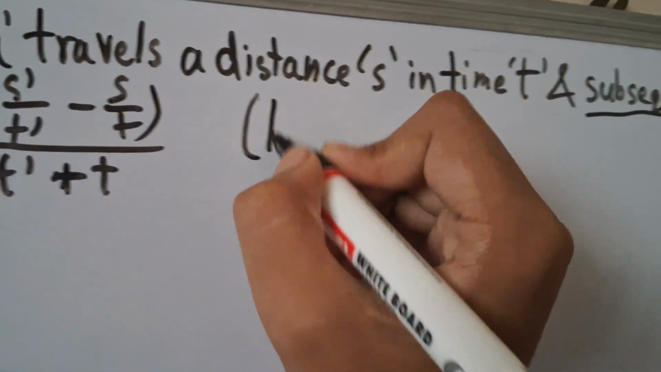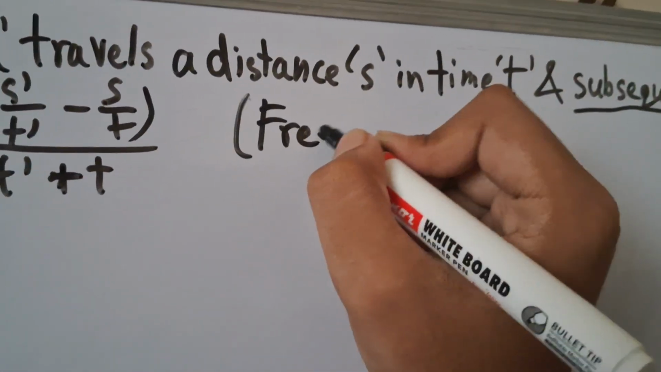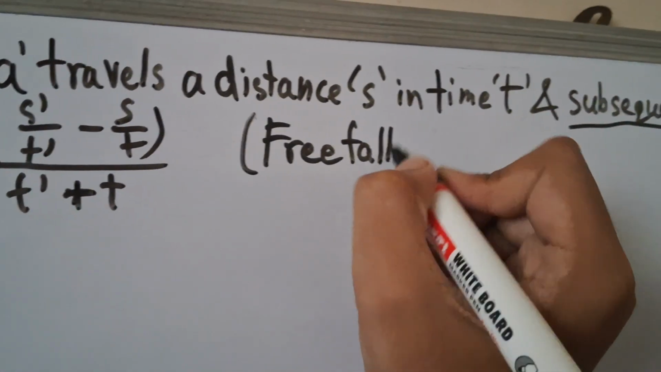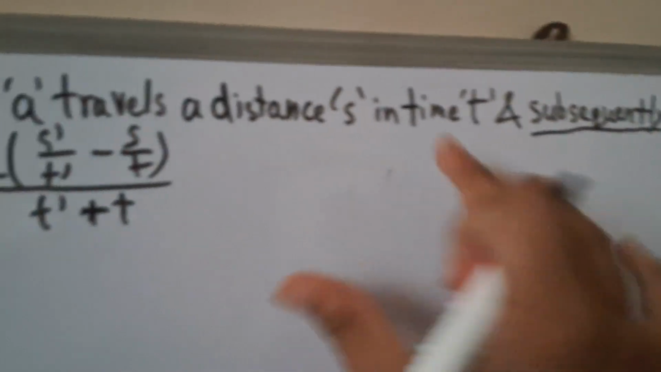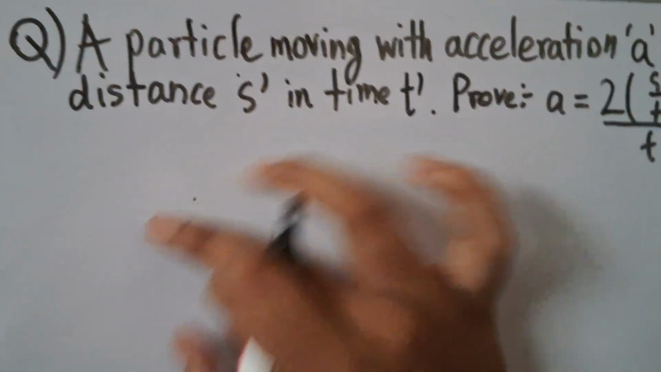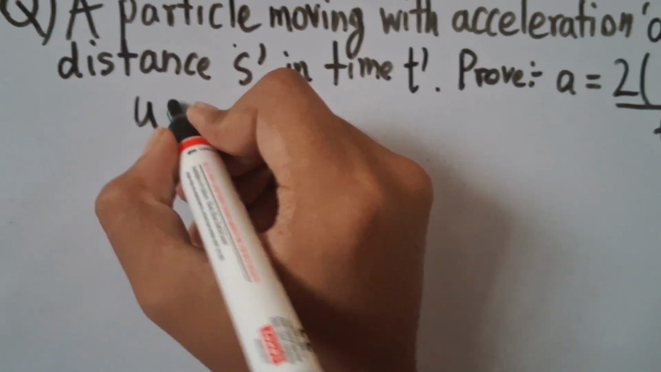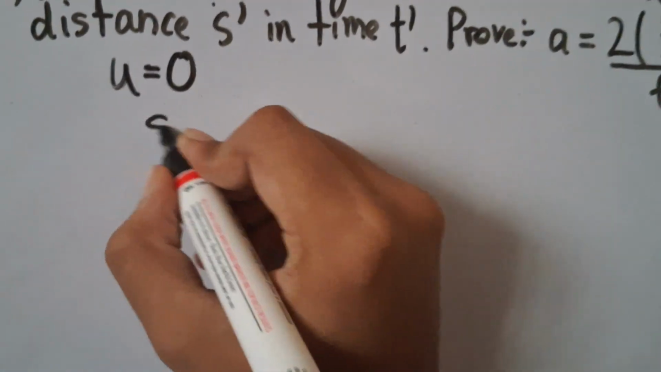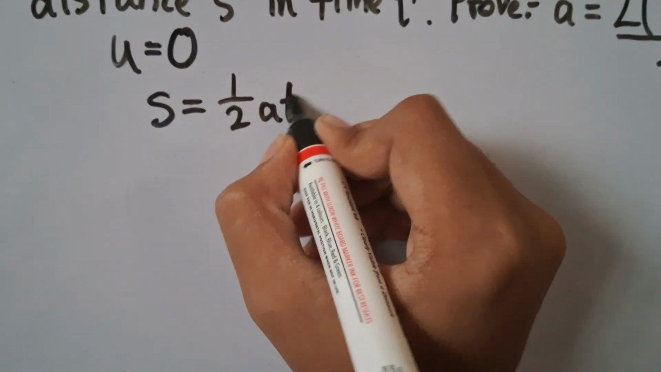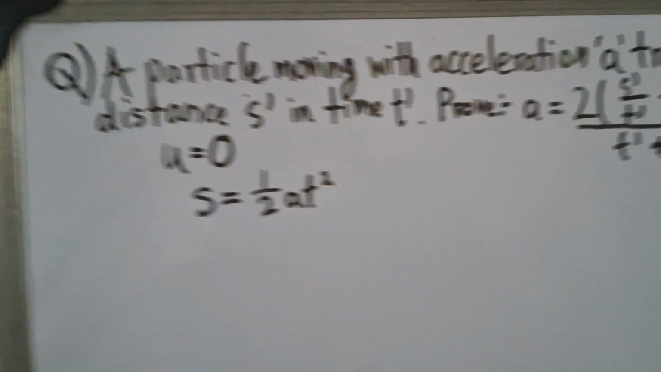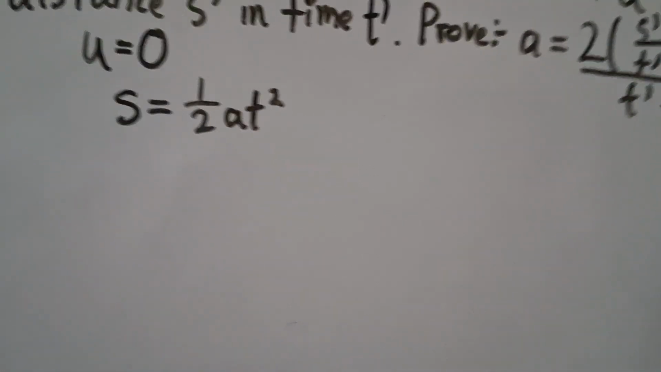And so let's consider this. My mistake, it's not free fall, it's the body starting from rest. So initial velocity is 0. So in this case u equals 0. Therefore s equals half a t square. Right, this is what we get.